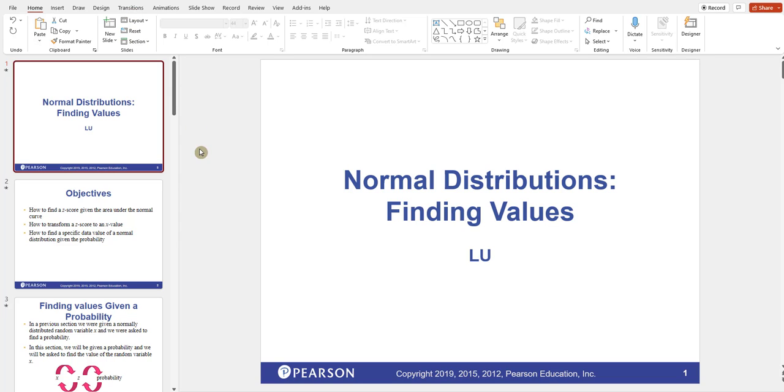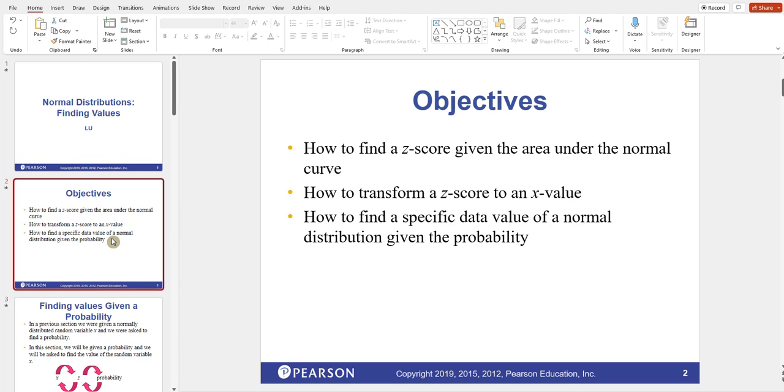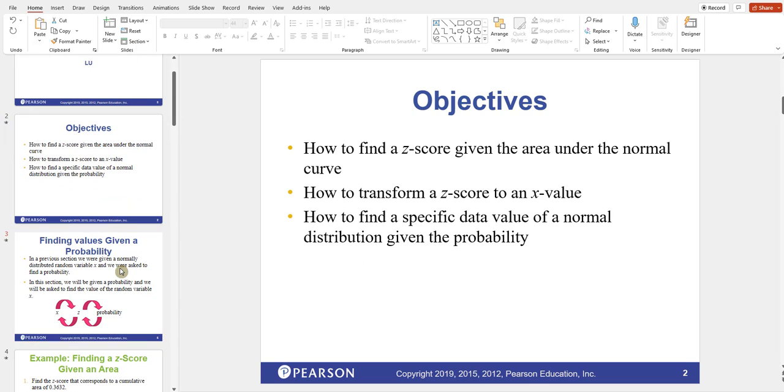In this video, we will talk about how to find values using normal distribution. The objectives: how to find a z-score given the area under the normal curve, how to transform a z-score to an x value, how to find a specific data value of a normal distribution given the probability.